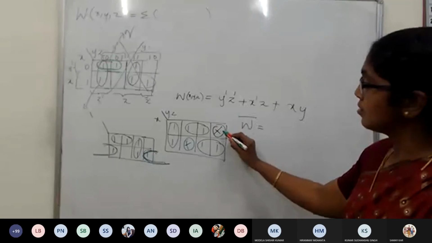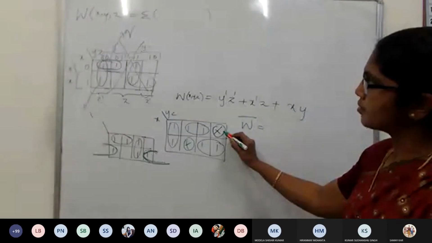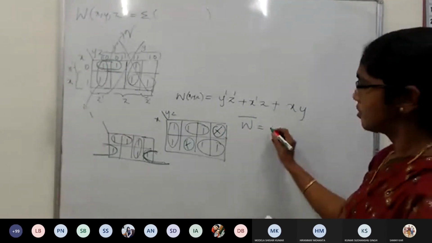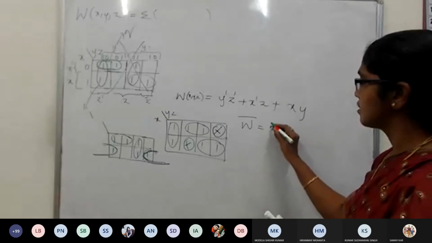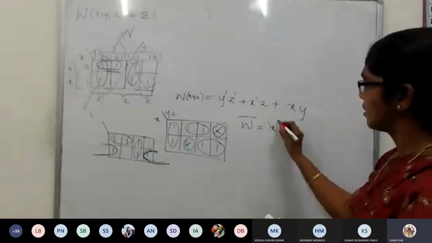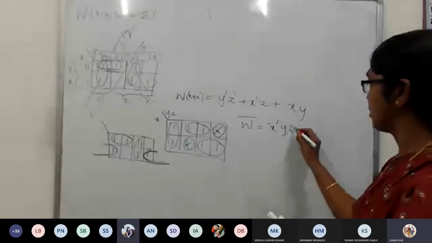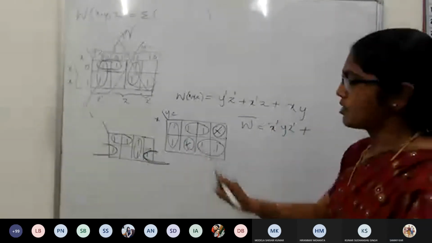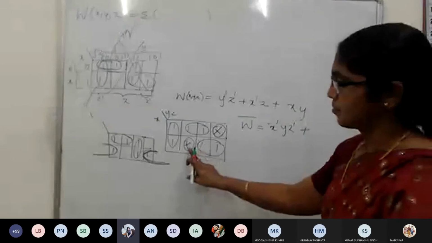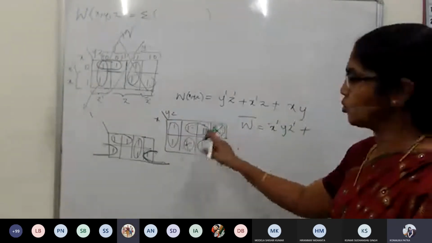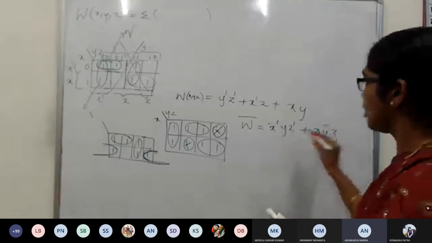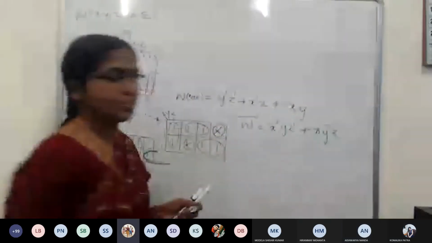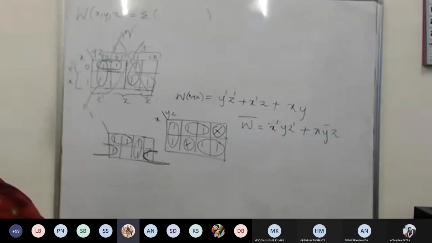Can it be paired? No, no. So this one is what? M2, correct? X bar, X bar Y Z bar. What about this? X, Y bar Z, Y bar Z, X Y bar Z. Right. So now, is this the complement of this? Yes, ma'am. Sure.